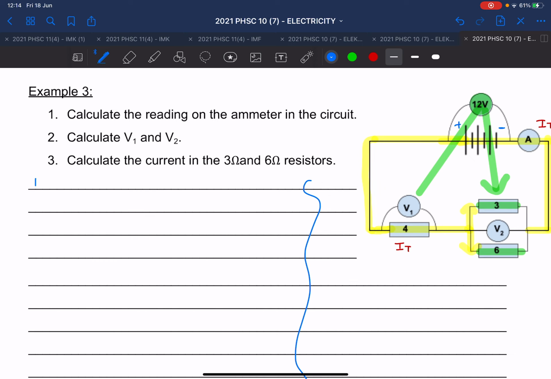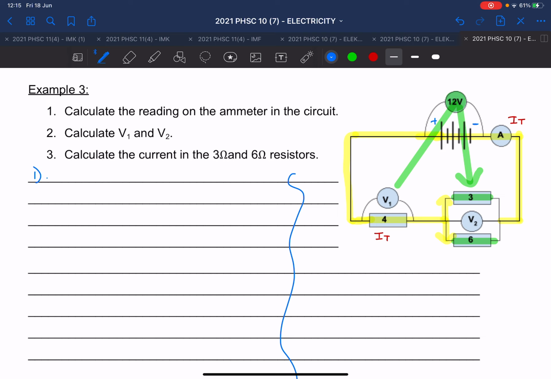Okay, for the first one they asked, calculate the reading on the ammeter in the circuit, and we saw that the ammeter measures the total current, so they are basically asking you to calculate the total current. For that, you need the total resistance and the total volts. What is the total volts for the circuit? 12. What is the total resistance?